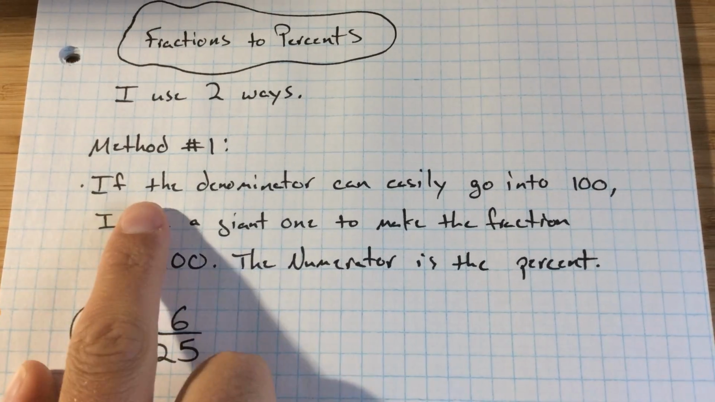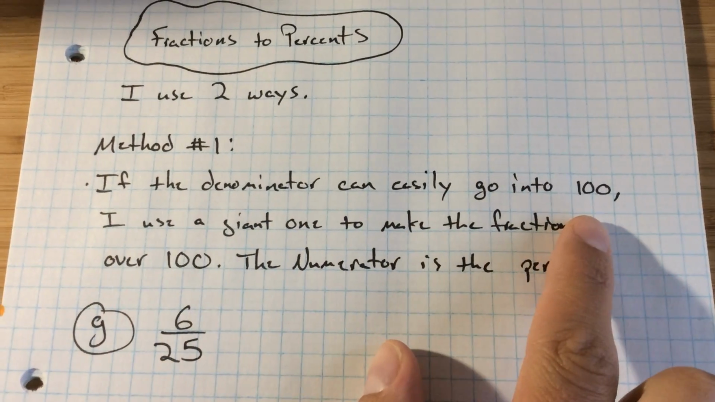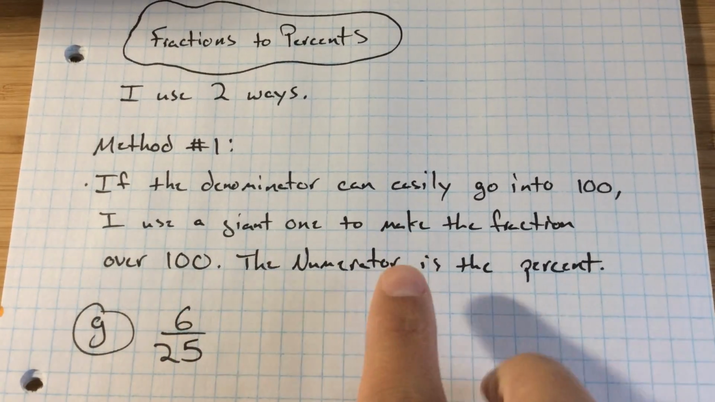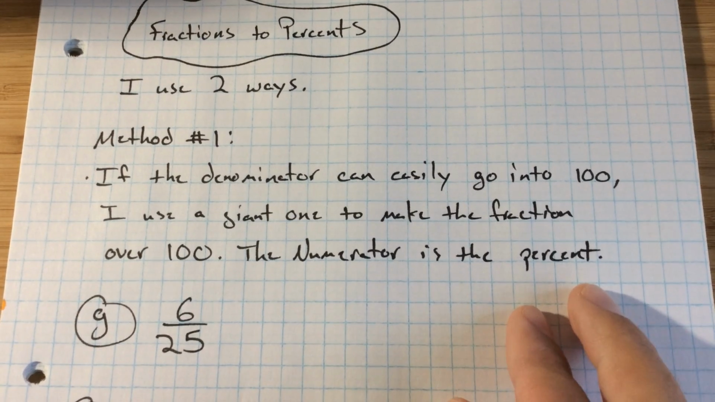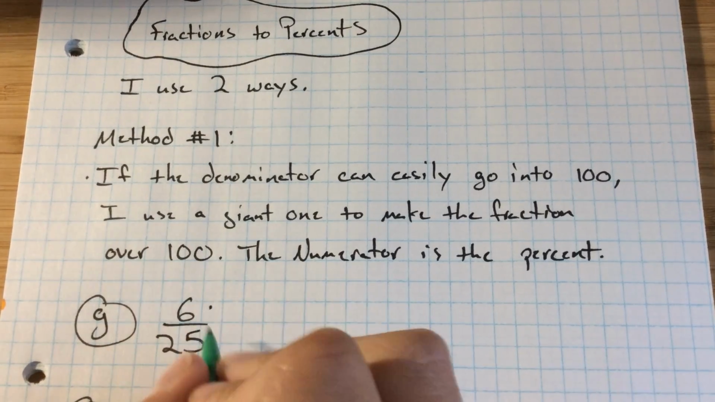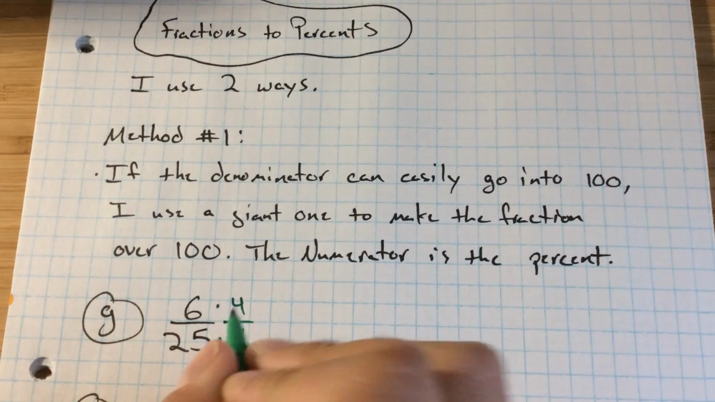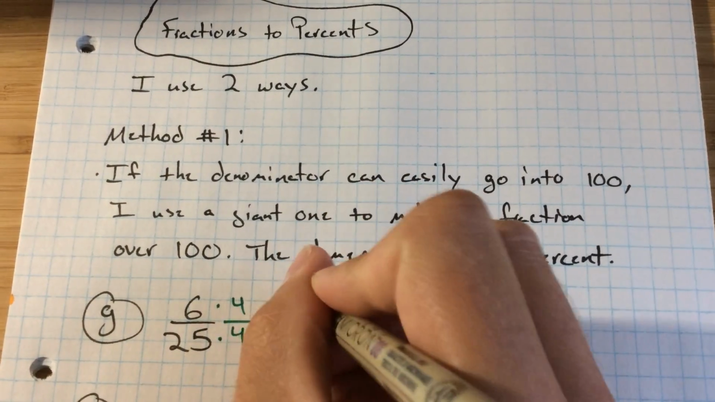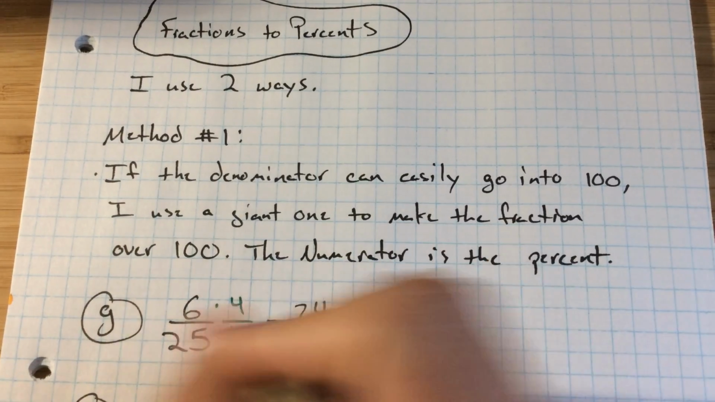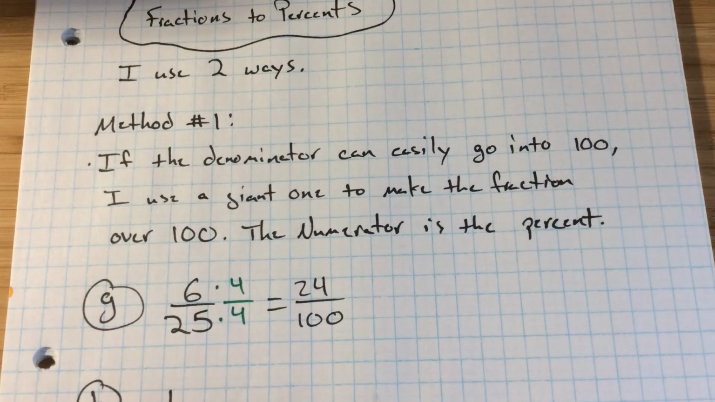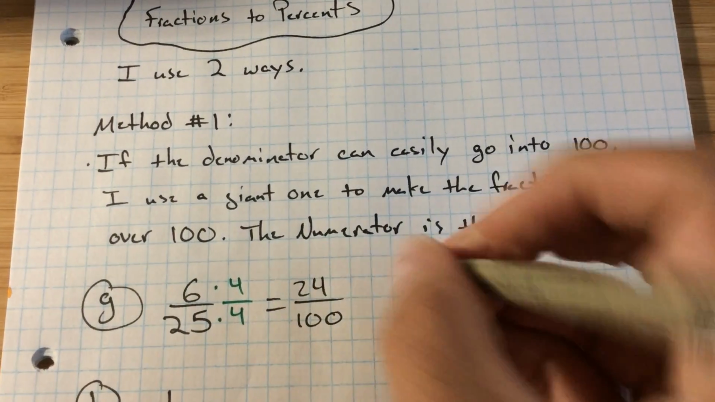So, if the denominator can easily go into 100, I use a giant 1 to make the fraction over 100. The numerator is the percent. So let's look at what that looks like. If I have 6 over 25, I can make this over 100 by multiplying both of these by 4 over 4. That's a giant 1 there. 6 times 4 is 24. 25 times 4 is 100. And like we said, percents are per 100. So my numerator here, 24 over 100, that's my percent.